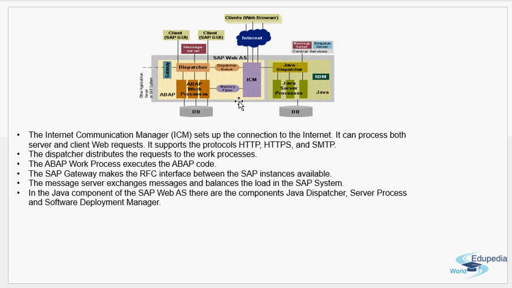And to process web applications, requests from the web come from the internet to this Internet Communication Manager. Then it sends to this dispatcher, and it gets processed in the ABAP work process, or it can send to the Java dispatcher and get processed in the Java server process. And we have a gateway server also. This gateway server helps in communication from the SAP system to other, external systems. So this is the three-tier architecture of SAP.